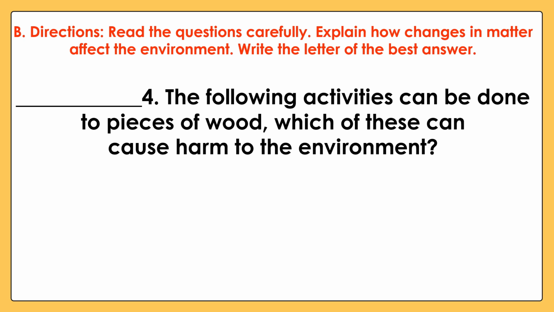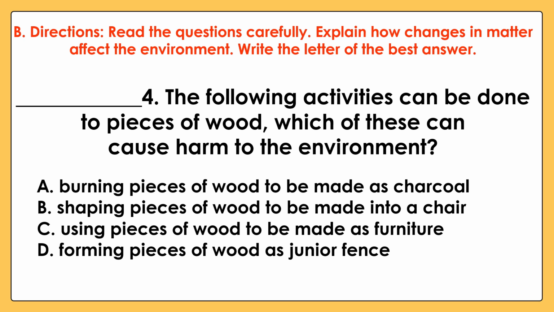Number 4. The following activities can be done to pieces of wood. Which of these can cause harm to the environment? A. Burning pieces of wood to be made as charcoal. B. Shaping pieces of wood to be made into a chair. C. Using pieces of wood to be made as furniture. Or D. Forming pieces of wood as a fence. The correct answer is letter A. Burning pieces of wood to be made as charcoal.